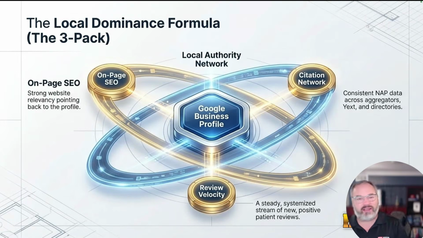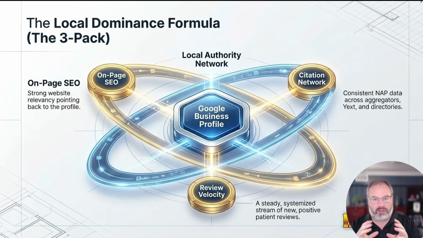All right, let's look at the local dominance formula, the 3-pack. For your Google business profile, if we look at how people find you on a Google search result page, it's at the core, right? Your website is part of that core as well, but your Google business profile is really at the core. Google values that information really well, and as you've heard already, the AI search platforms do as well. So to have local authority, you need to have on-page SEO on your website. Your website needs to send those signals of relevancy that point back to your Google business profile and vice versa. You need to have a citation network.